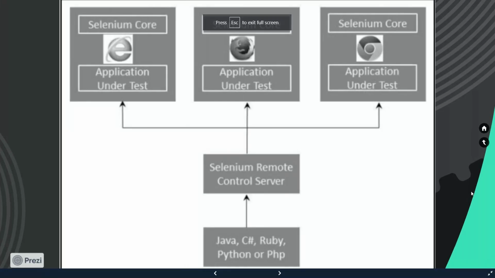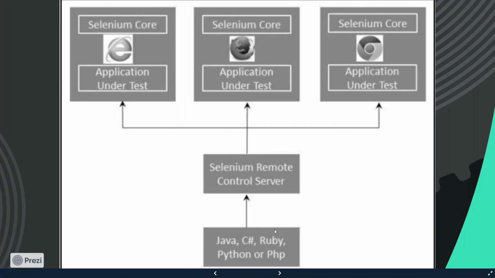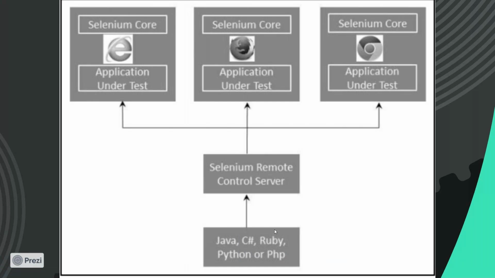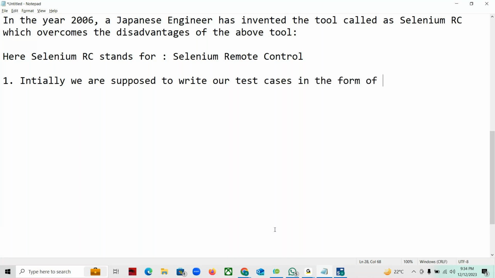So this is the architecture of Selenium RC. When you see the architecture of Selenium RC, what is happening here? You have the code written in Java, Ruby, C#, Python, or PHP. Let me share a point about Selenium RC. Initially, we were supposed to write our test cases in the form of JavaScript. JS stands for JavaScript.